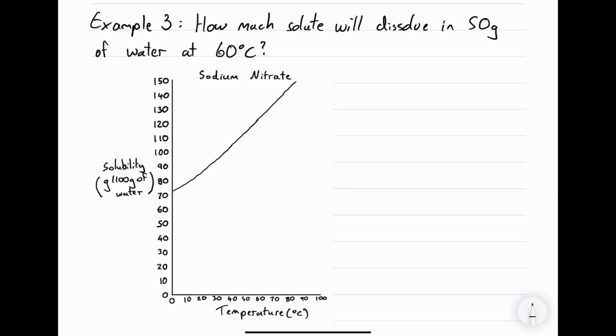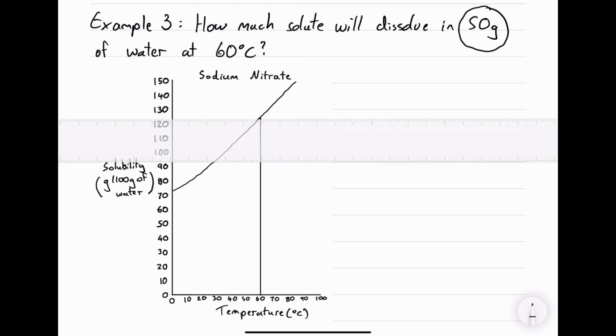In our next example, we need to find how much solute will dissolve in 50 grams of water at 60 degrees Celsius. So once again, let's draw the lines to and from the line of best fit. So we get a solubility of approximately 124 grams in 100 grams of water.